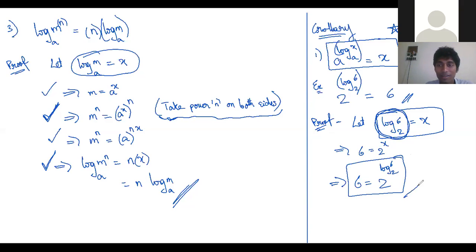Hence proved. This is a very important property. If the base in the exponent and the base in the logarithm are the same, then the answer will be the argument. This is the property. This is a very, very important property. I hope everyone understood.